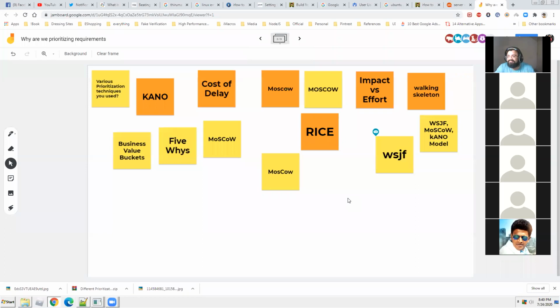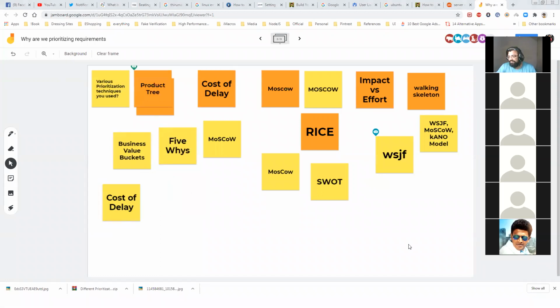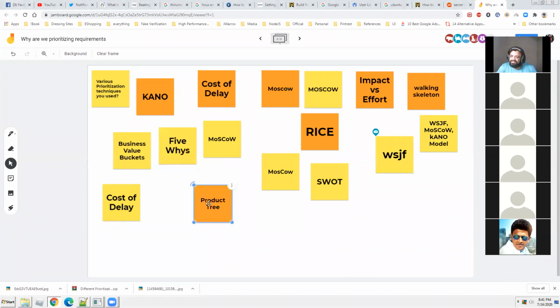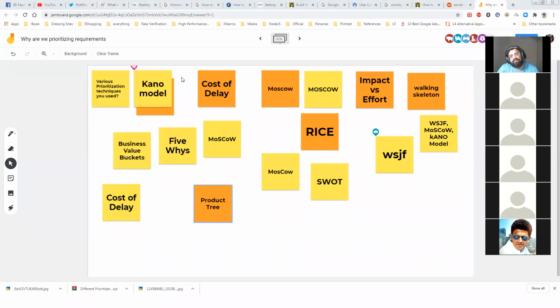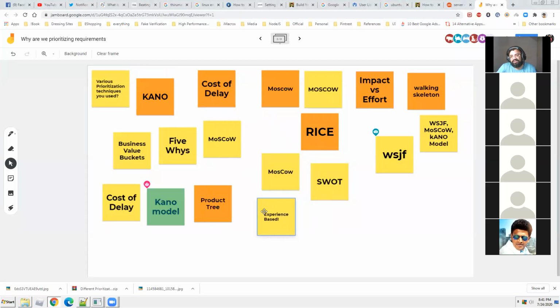Any more? SWOT. SWOT is an analysis, correct? Cost of delay. Oh, product tree. Is that prune the product tree? Experience based. Okay. Kano model. Okay.